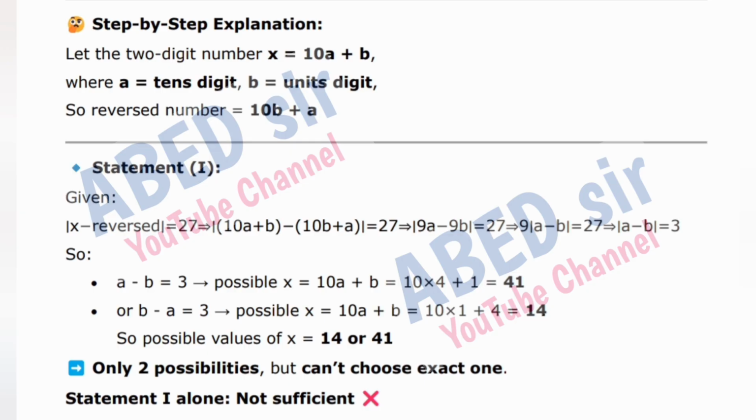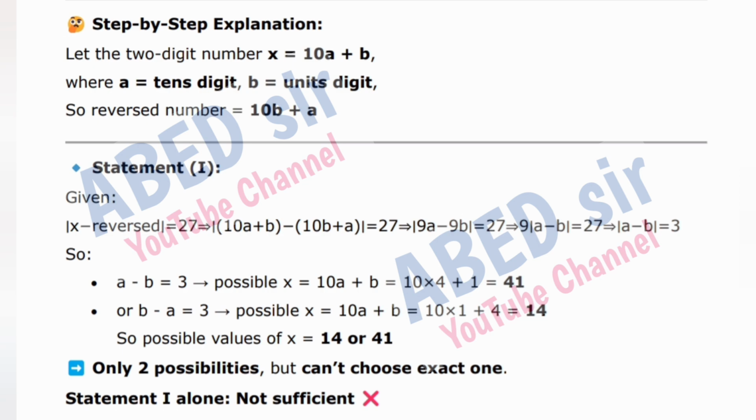Statement 1. Given: x minus reversed is equal to 27. (10a plus b) minus (10b plus a) is equal to 27, so 9a minus 9b is equal to 27, a minus b is equal to 3. So a minus b is equal to 3 is possible. Then x is equal to 10a plus b, which is 10 times 4 plus 1, is equal to 41. Or b minus a is equal to 3 is possible. Then x is equal to 10a plus b, which is 10 times 1 plus 4, is equal to 14. So possible values of x are 14 or 41.